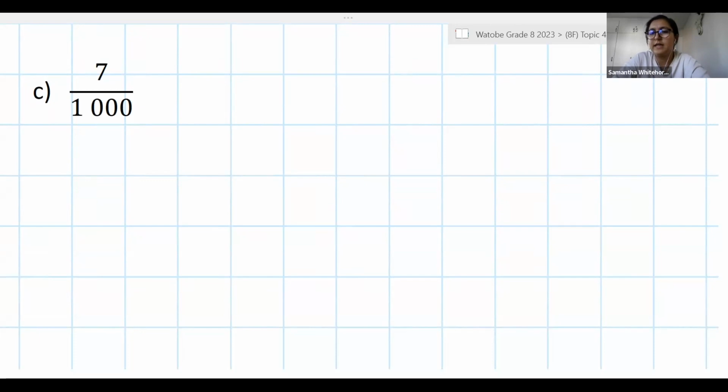Guys, I see some decimals missing from some of your answers. And remember, a decimal is a comma. It is not a semicolon, and it's not a full stop. It's a comma, all right? And I know that there's other countries that do use a full stop, but in South Africa, we use a comma.